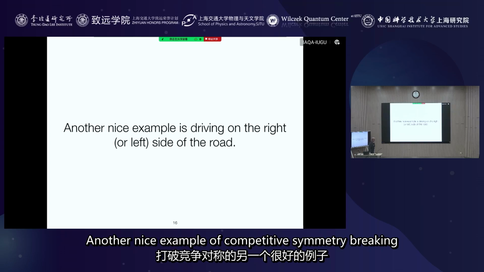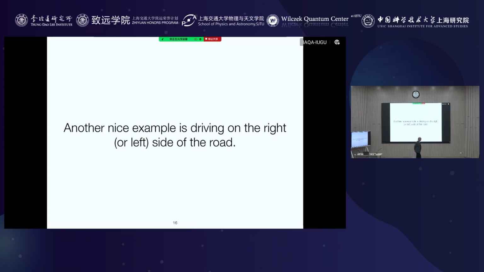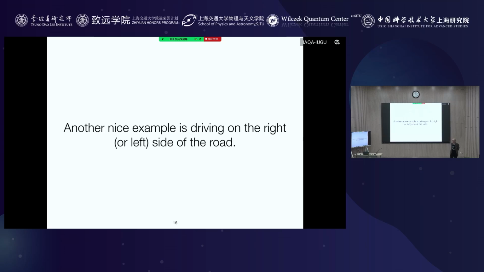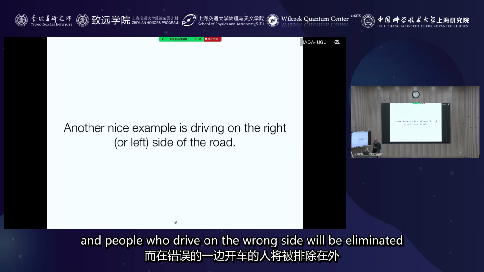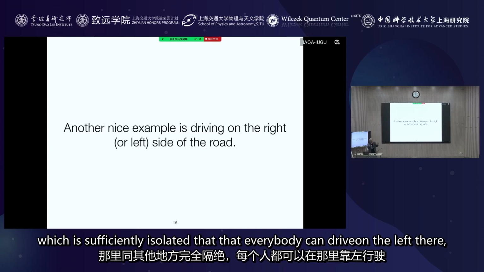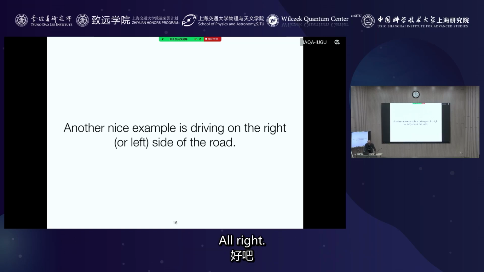Another nice example of competitive symmetry breaking is driving on the right side of the road. Okay? It doesn't matter if you drive on the right or the left, as long as everybody drives on the same side. And people who drive on the wrong side will be eliminated. Unless they're in England, which is sufficiently isolated that everybody can drive on the left there and not have collisions with people on the continent. All right.